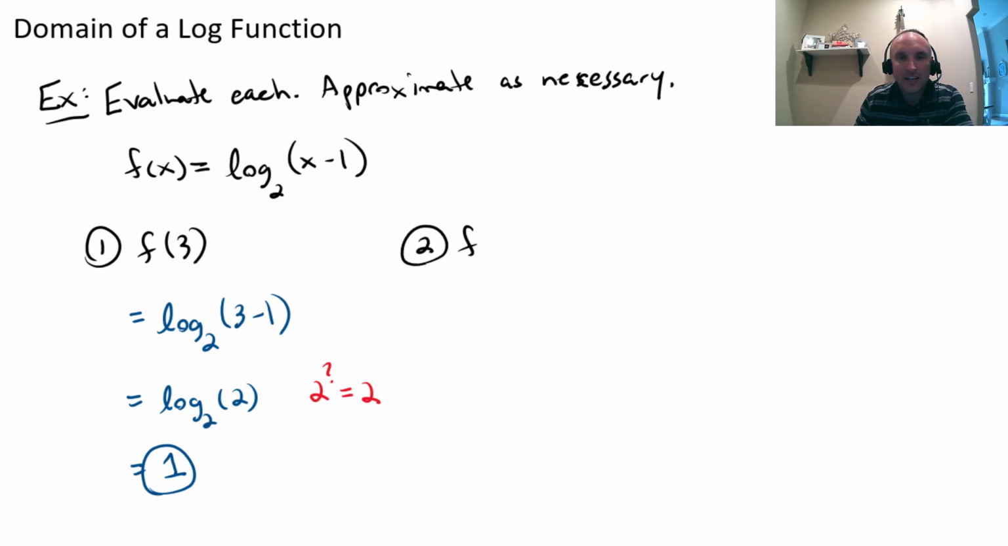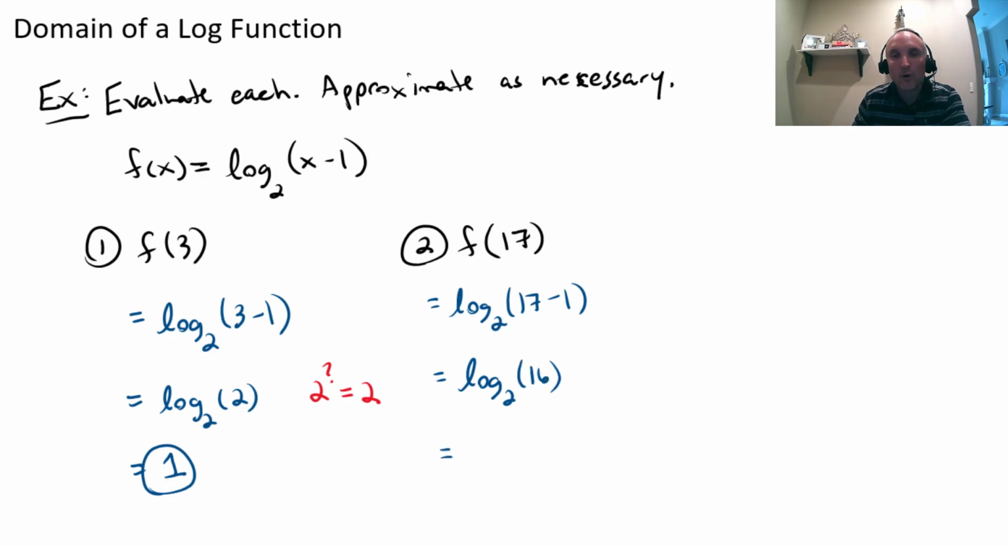Let's look at f of 17. F of 17 would be log base 2 of 17 minus 1, which is log base 2 of 16. And I have to raise 2 to the 4th power to get 16, so the exponent we're looking for is 4.